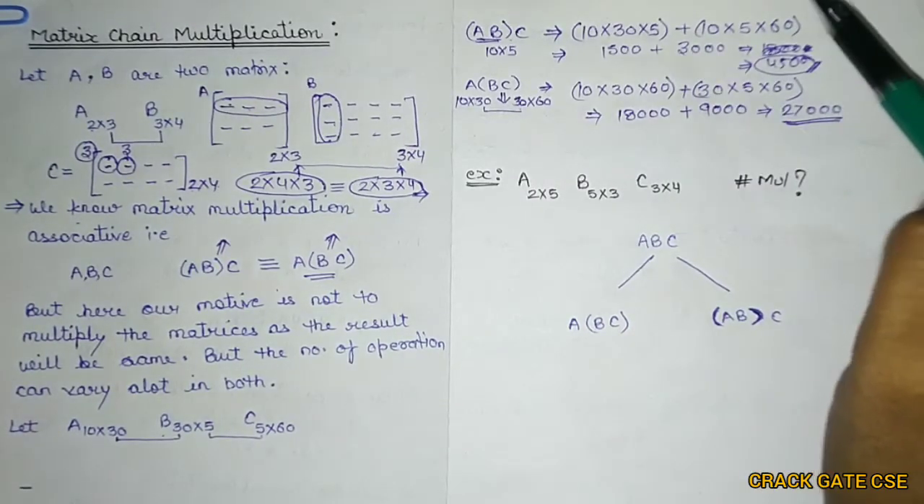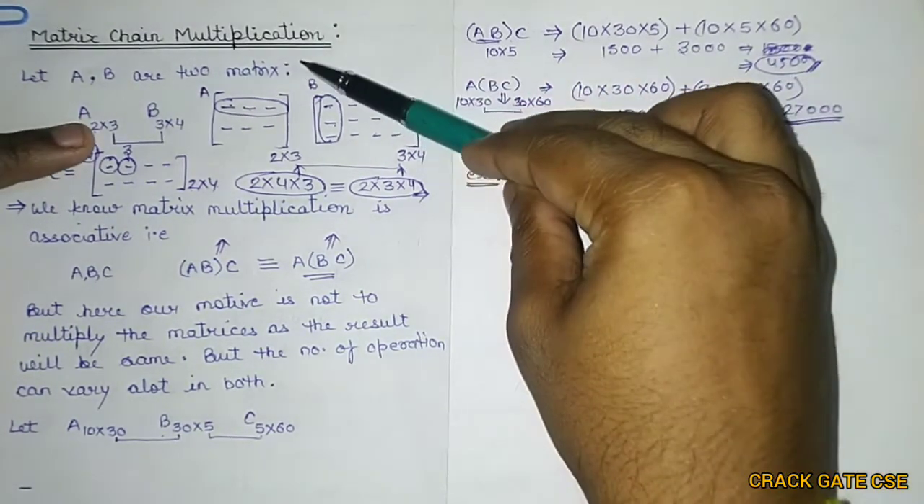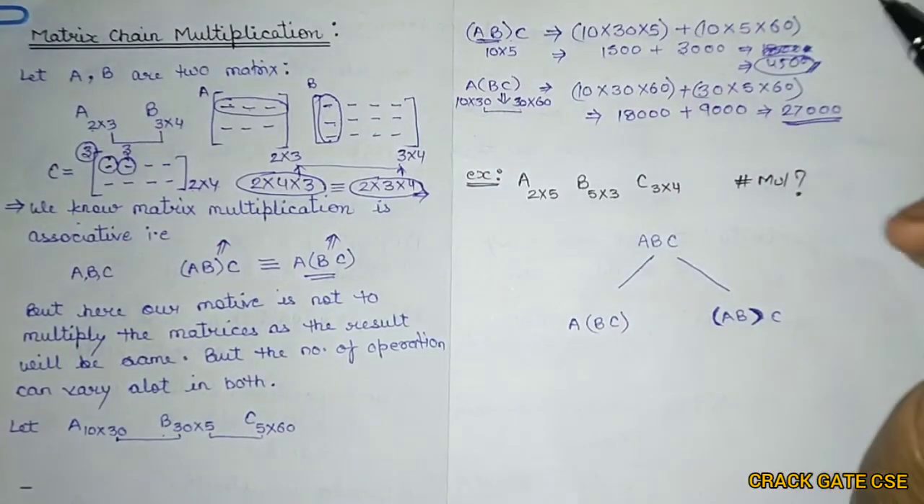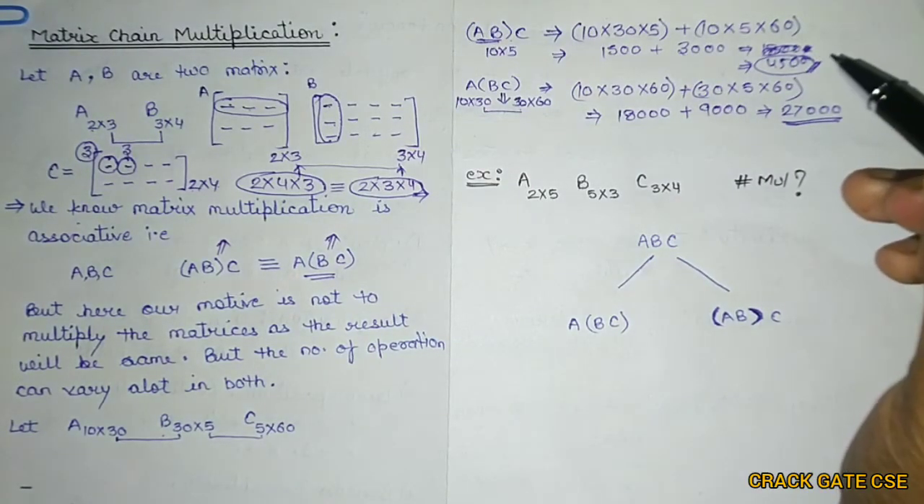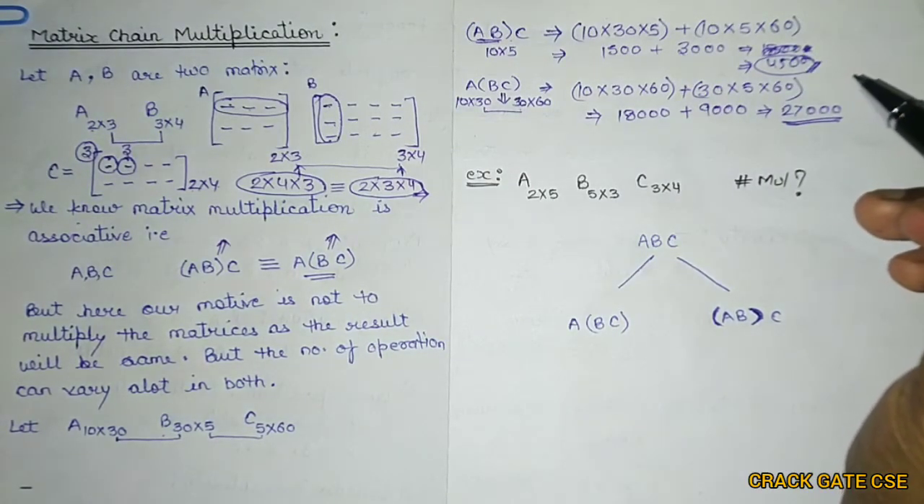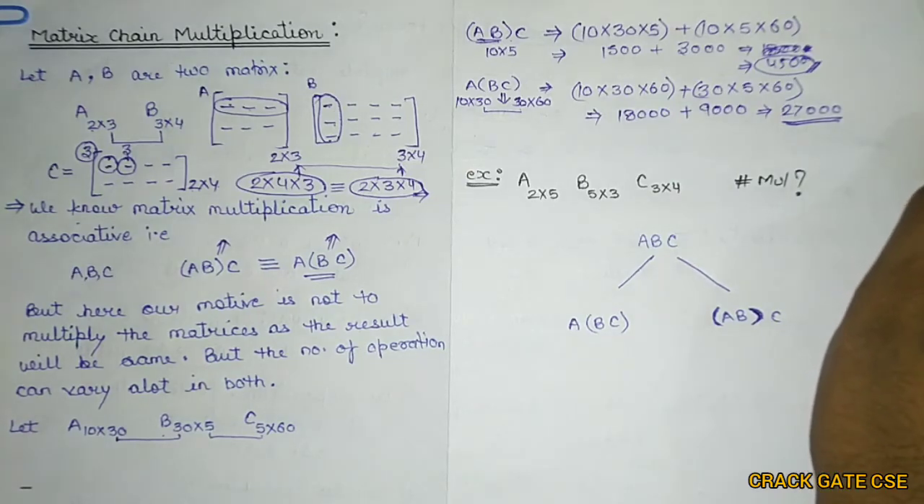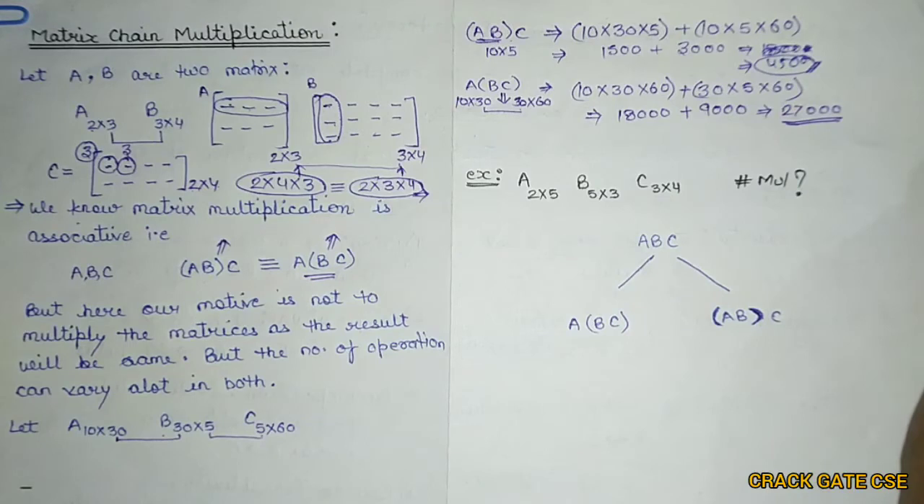So our objective in matrix chain multiplication is to find a way in which the minimum number of multiplications is required, because if we compute the minimum number of multiplications, then only we will have an efficient result in less time. So what is our objective? Our objective is to find the minimum number of multiplications, right?